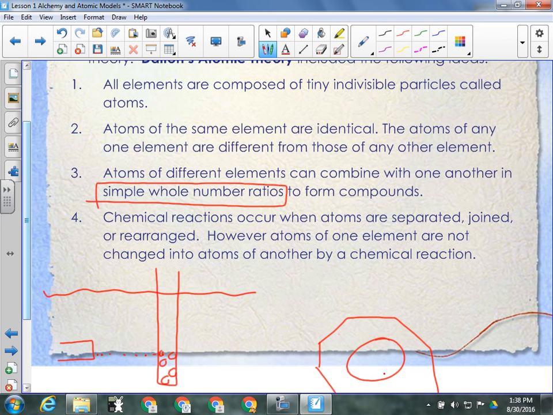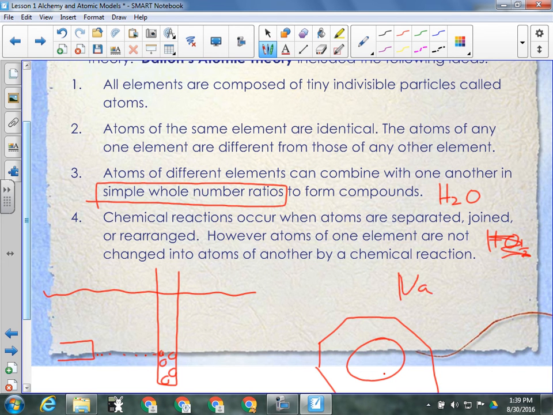So, when we look at something like water, well, water is written like that. For every oxygen, there are 2 hydrogens. Nobody writes it like this. Yeah, there's half as much oxygen as there is hydrogen in a water molecule, but you never write it like that because that implies there's 1 hydrogen atom and half an oxygen atom, which you can't have. They always go together in whole number ratios.